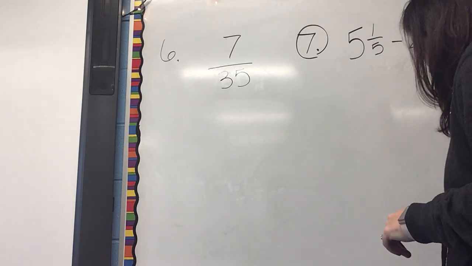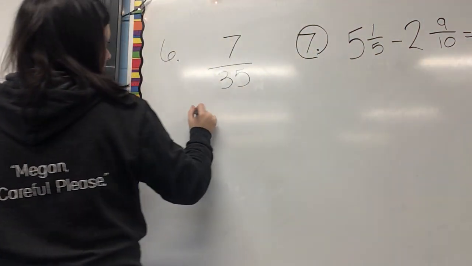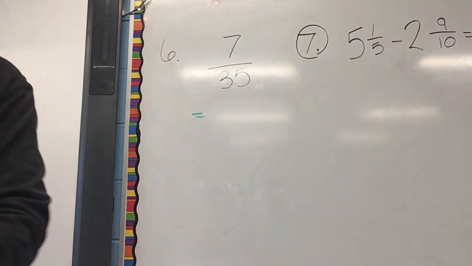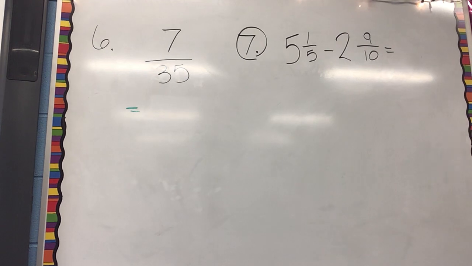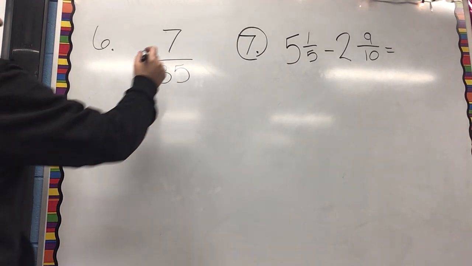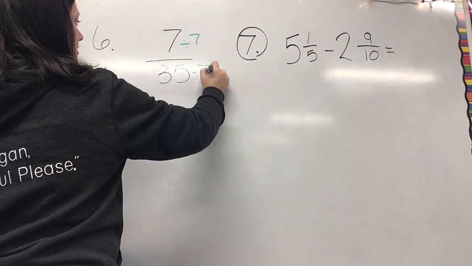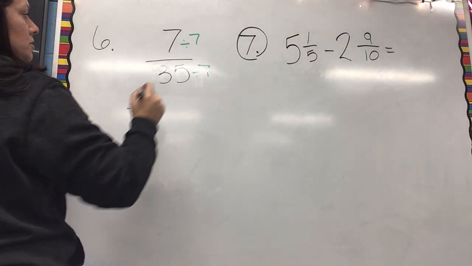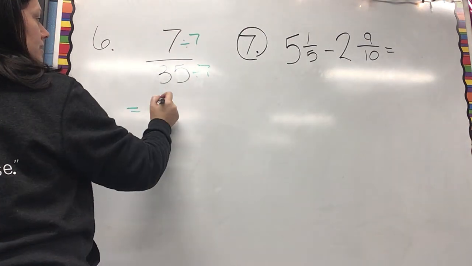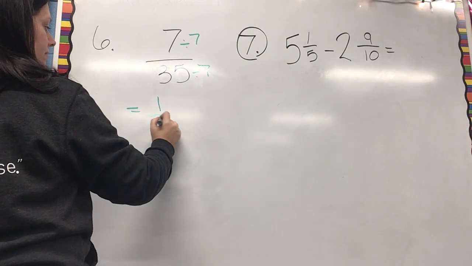All right, how do I simplify number 6? A fraction is division. So what I do, Maverick? Good. I can divide both of these by 7. And when I do that, 7 divided by 7 is 1, 35 divided by 7 is 5. Done.